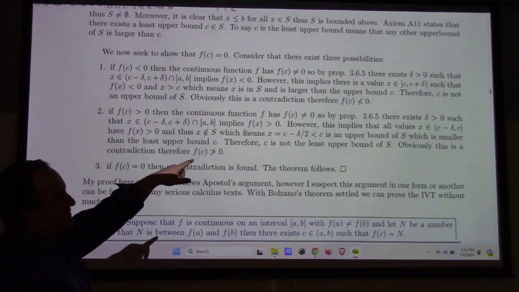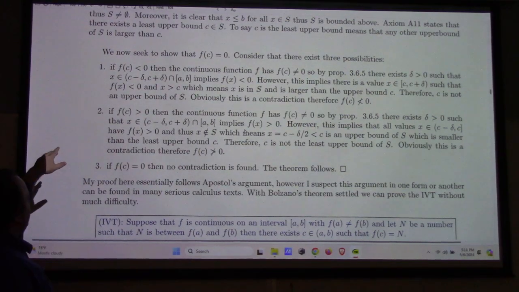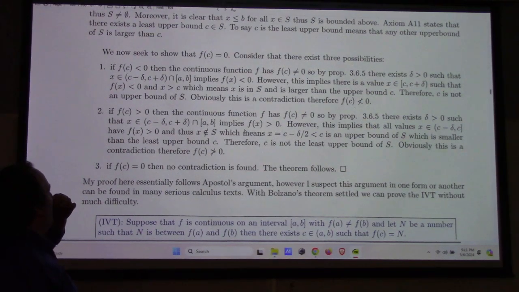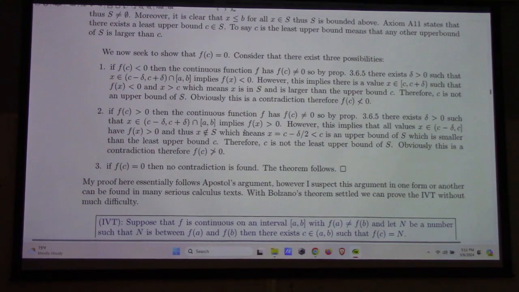So by proposition 3.65, there exists a delta greater than 0 such that when x is within plus or minus delta of c, and in the interval [a, b], f(x) is less than 0. But what does that mean? That means there's some x between c and c plus delta which has x larger than c. But that's a problem, because c was supposed to be the upper bound, but you've got f(x) bigger than f(c).